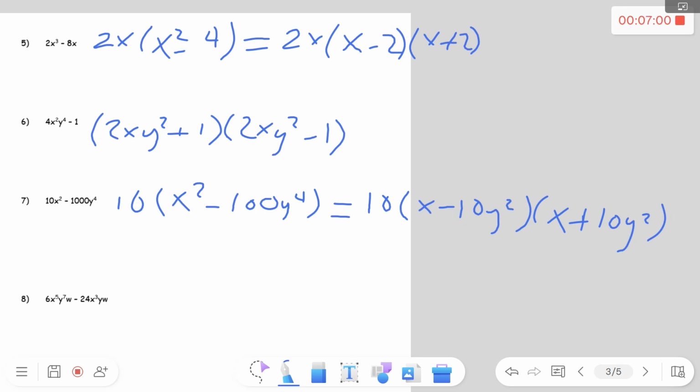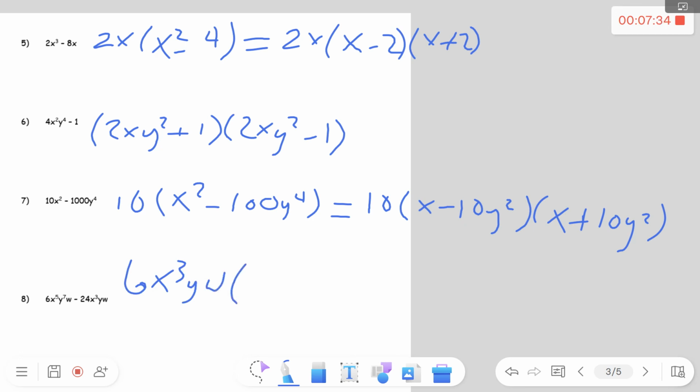Last one on the page, last one for what we're doing here. The 6 is not a perfect square. I'm going to have to pull it because it has a 24 and they share a 6 in common. X to the 5th is not a perfect square. It's going to have to be pulled. I'm going to have to pull an x cubed out because that's the GCF. Y to the 7th is not a perfect square, but I have to pull a y out because that's the GCF. And the w is going to have to be pulled out. So I'm pulling that 6, right? I'm pulling that x cubed. I'm pulling that y, and I'm pulling that w.